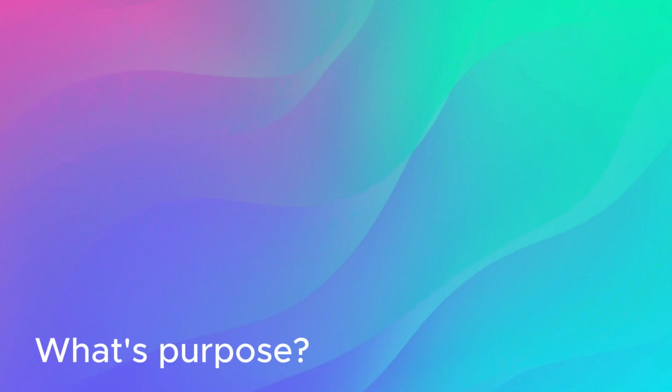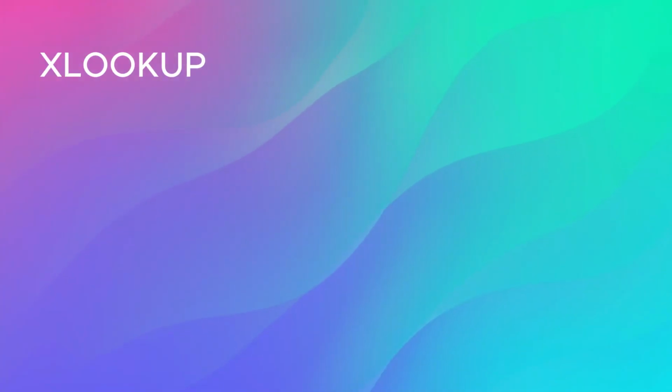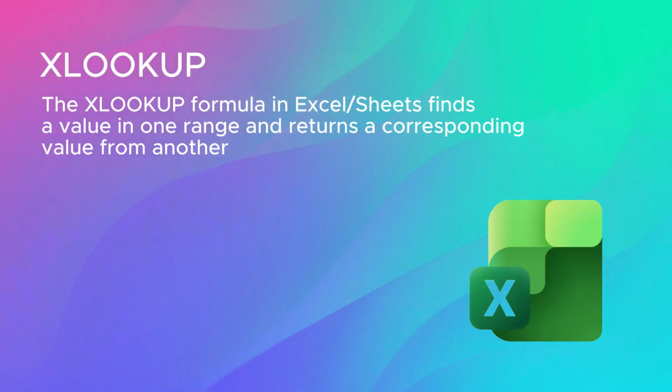So, what's the purpose of XLOOKUP? XLOOKUP allows you to take a value that you already have and quickly find related information from another column or row. It's simpler to use, more powerful, and removes many of the restrictions that existed in those older lookup functions.